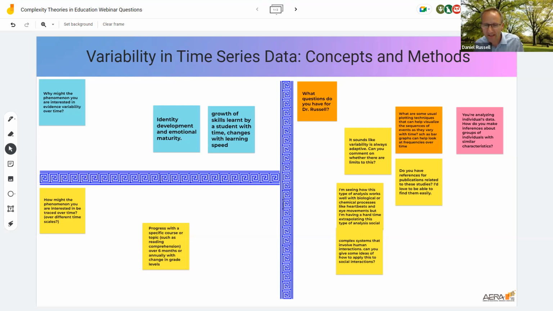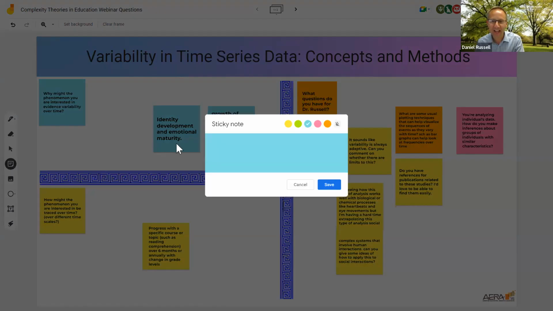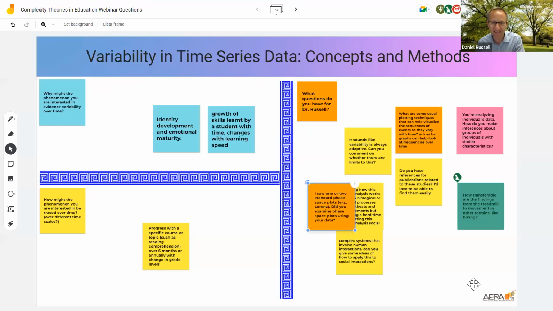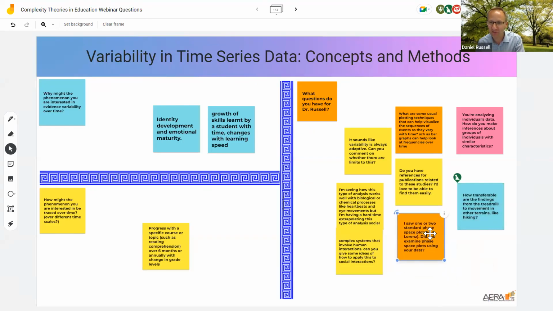You're analyzing individuals' data. How do you make inferences about groups of individuals with similar characteristics? Great question. It is, to me, a problem in our literature. And I say our literature, meaning all of us looking at humans, we tend to compute groups and then we average across things.